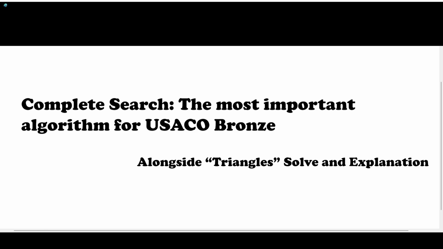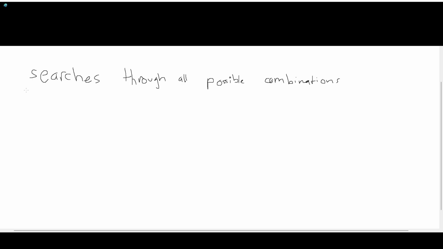So to begin with, what is complete search? Complete search, as the name suggests, searches through all possible combinations, or through the complete set of possibilities. Hence the name. It's super simple, but it is used in at least half or three-fourths of the Bronze problems, and is an essential algorithm to know. And a lot of the other algorithms that you'd use in Bronze also kind of stem off of it, like the greedy solution, which we'll cover in a different video.